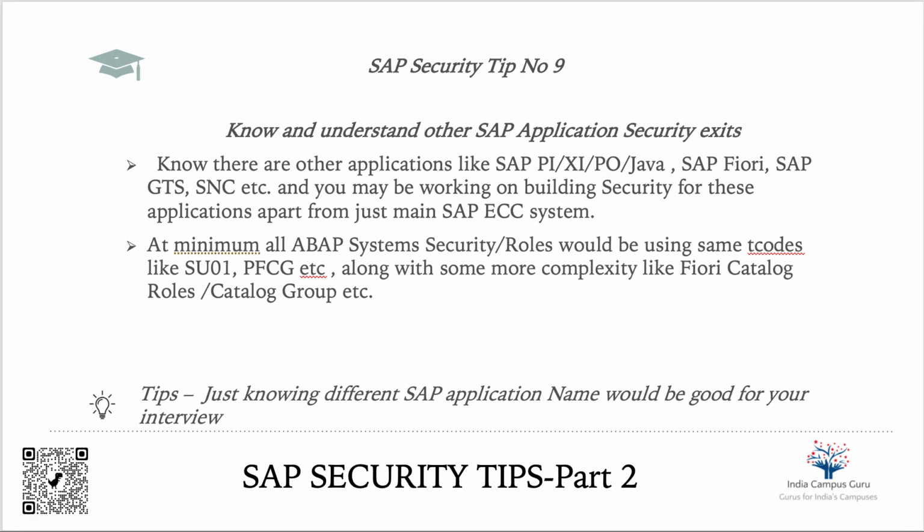Tip number 9, I would say also know there are other SAP applications or systems apart from just the core ECC component, which we have been focusing on till now, just talking about ABAP ECC security. Just understand there is a Java system for SAP which used to be called XI, but is now called PI or PO. Understand there is SAP Fiori, which is more of a UI-based layer for nice-looking UI or mobile apps, GTS, Global Trade Services, SNC, and other applications as well.